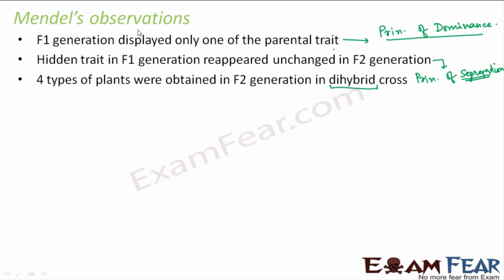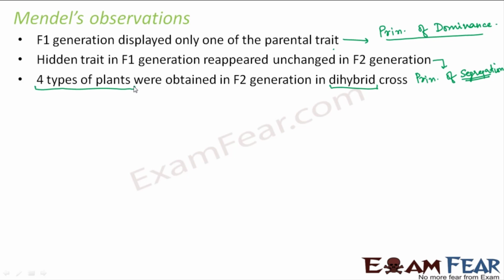So in that cross, he saw that there were 4 types of plants which were obtained in the F2 generation. He started with 2 types of plants, one with round and yellow seeds and the other one with wrinkled and green seeds. But when he saw the output of the F2 generation, he got plants with round and yellow seeds, plants with round and green seeds, and also plants with wrinkled and yellow seeds and wrinkled and green seeds. So he got 4 types of plants, right?